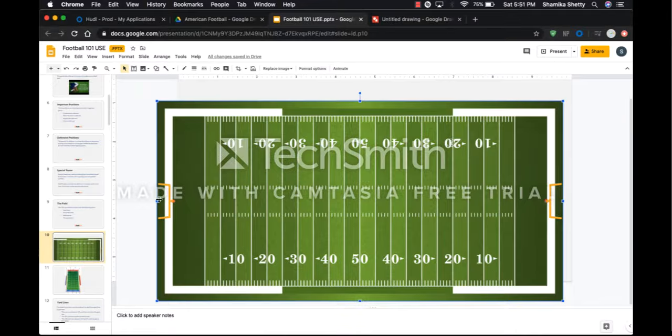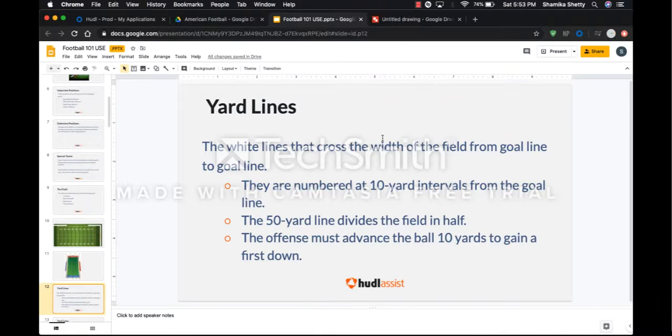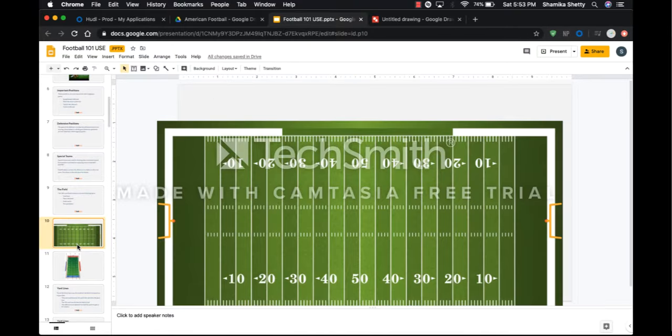This is the goal post. You can see all the yard lines, the long lines running parallel to the goal line, to the end zone. These lines running parallel to the sideline are known as the hash marks. So now we're going to talk about what the yard lines are. Let's go back to the image.